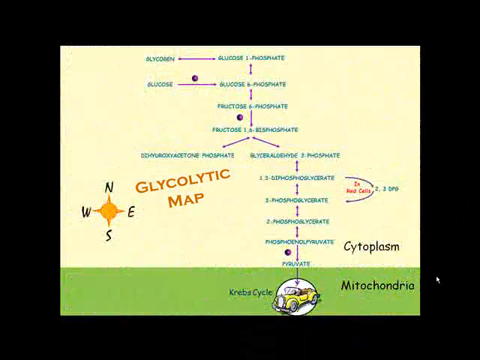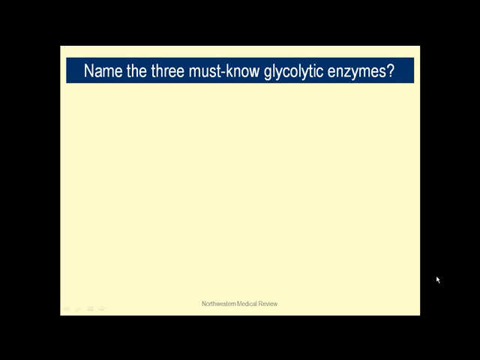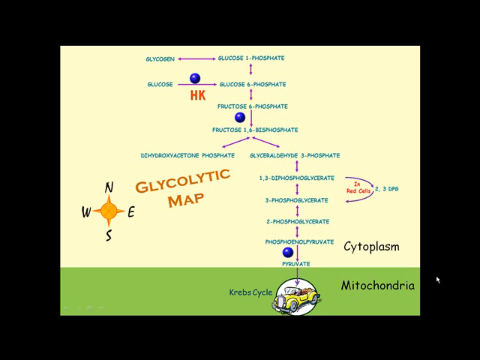So we will begin with glycolytic enzyme deficiencies. You remember this famous glycolytic map? So let's begin with a question. Name the 3 most known glycolytic enzymes. Well, those were the 3 that I've already marked for you. And the first one is hexokinase, the second one is phosphofructokinase, and the last one is pyruvate kinase.